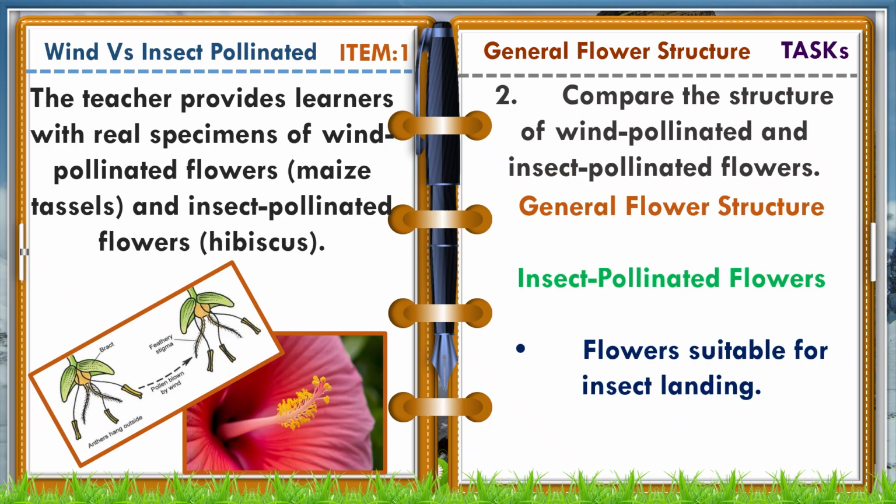Still insect-pollinated flowers, the flowers are suitable for insect landing. When you look at the flowers, they have petals which have got a landing site. The insect can come here and land on the petal. So their structure is in such a way that it provides surface area for the pollinator, the insect which is coming, to have space where it can land.